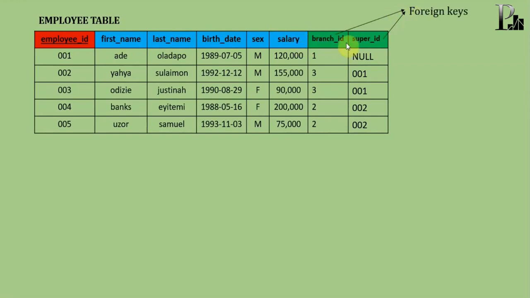Now our foreign keys are these, but we have two foreign keys inside one table. So now it means that one table can have more than one foreign key. And what our foreign keys do, we didn't explain before. Our foreign keys describe the relationship between database tables. So this branch ID describes the relationship between this table and another table, maybe the branch table, and this supervisor ID describes the relationship between the employee table and the supervisor table.